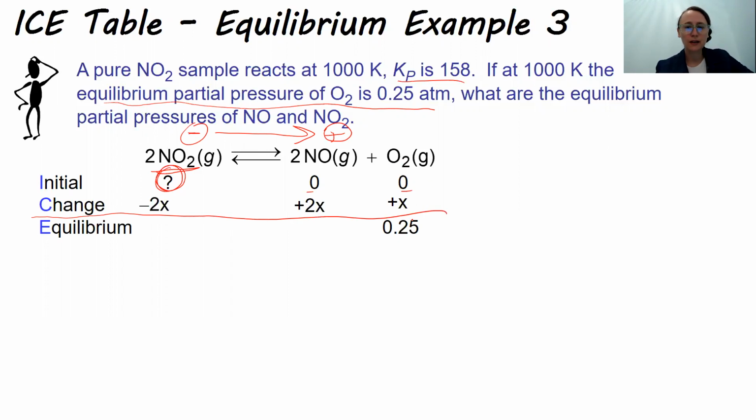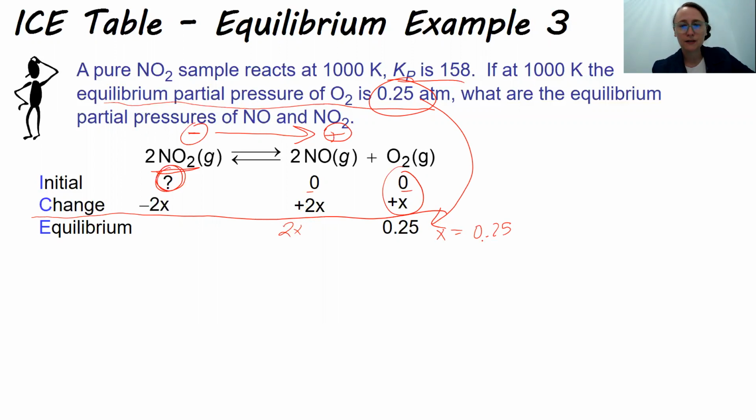I know that I have, it represents x, but I am also told that I have this piece of information. I know the equilibrium partial pressure of the O2 is 0.25. So this actually tells me that x equals 0.25. For the NO, I know that this equals 2x.